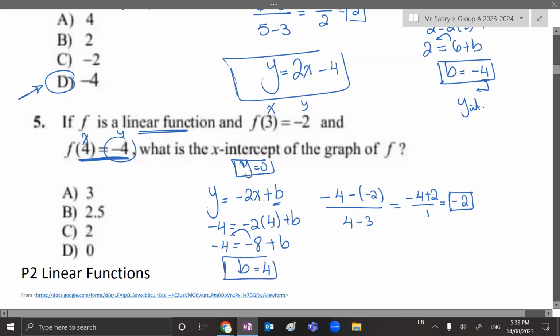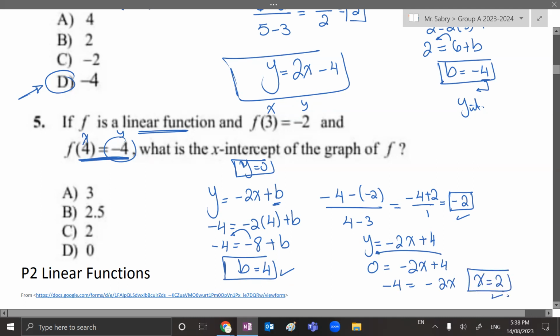I have now the slope and I have the y-intercept. The equation is y equals negative 2x plus 4. Because I have the equation, I can easily find the x-intercept, which is the value that has y equal to 0. So now negative 2x plus 4. I'll move 4 to this side. This is negative 4 equals negative 2x. That would get me x equals 2. Does this make sense?